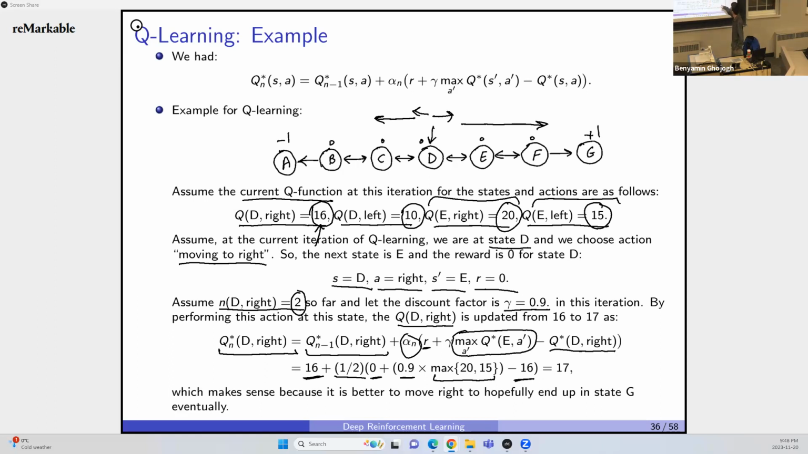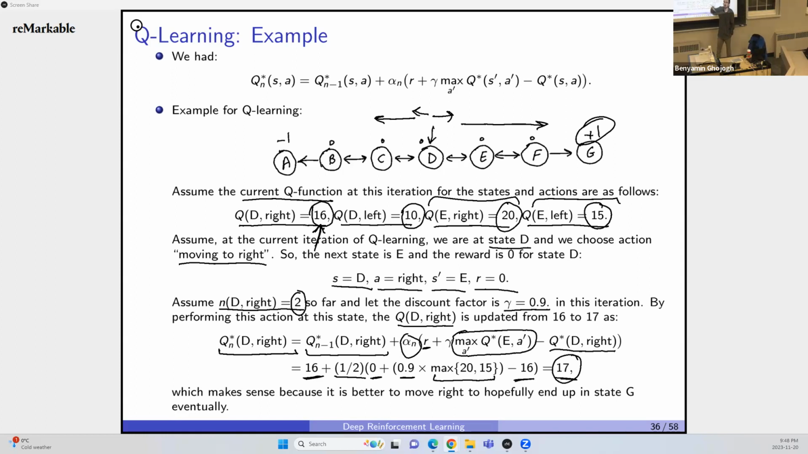If you calculate these, it becomes 17. So basically 16 got updated to 17. Does it make sense? Yes, because we went right. And going right will yield winning the game because of this last one. And now you can do it iteratively.